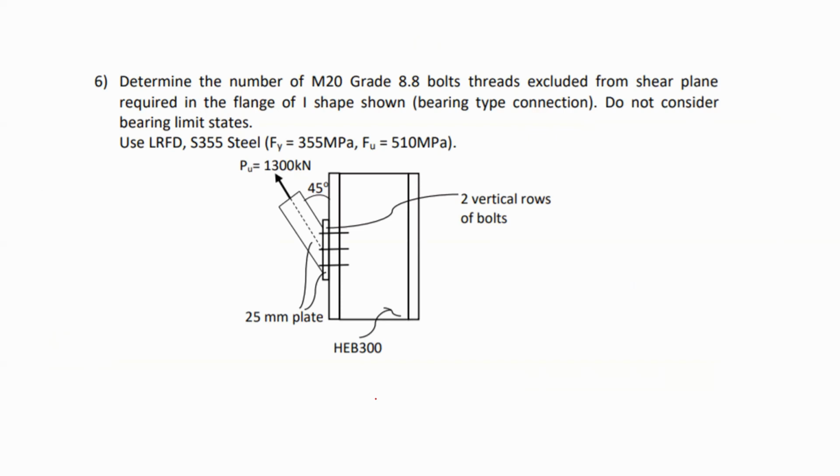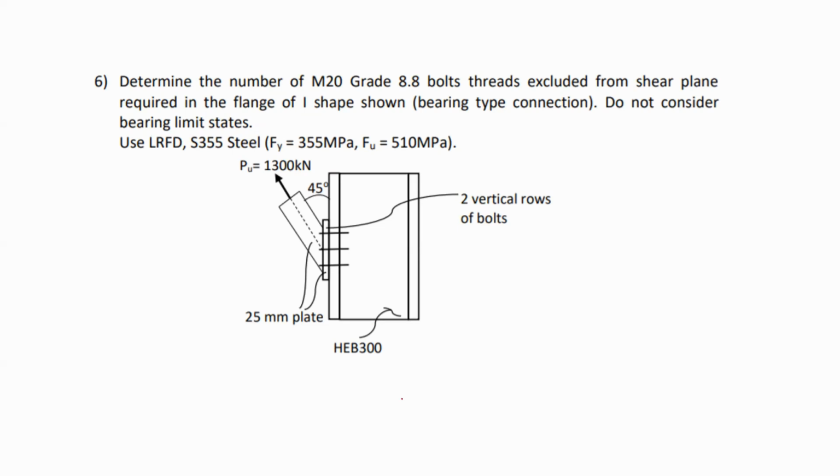Now in problem number 6, it says determine the number of M20 grade 8.8 bolts, threads excluded from shear plane, required at the flange of the I shape shown, bearing type connection. It says do not consider the bearing limit state. Also we have to use LRFD, and we're given S355 steel, etc.